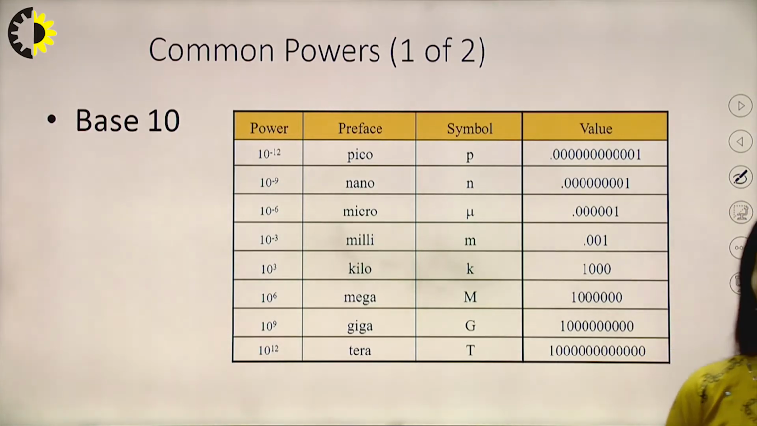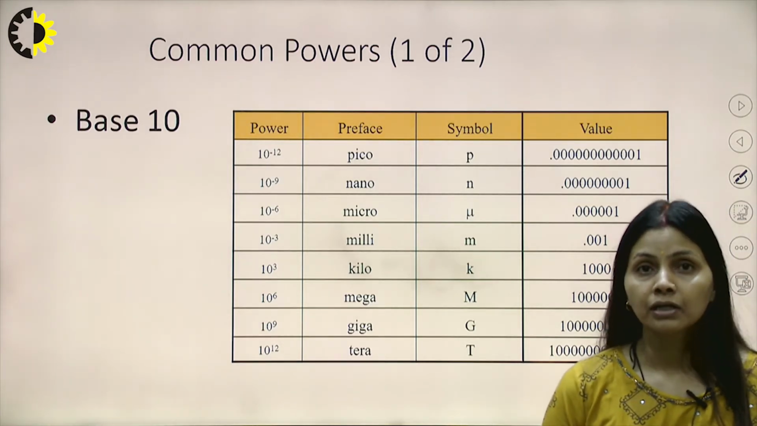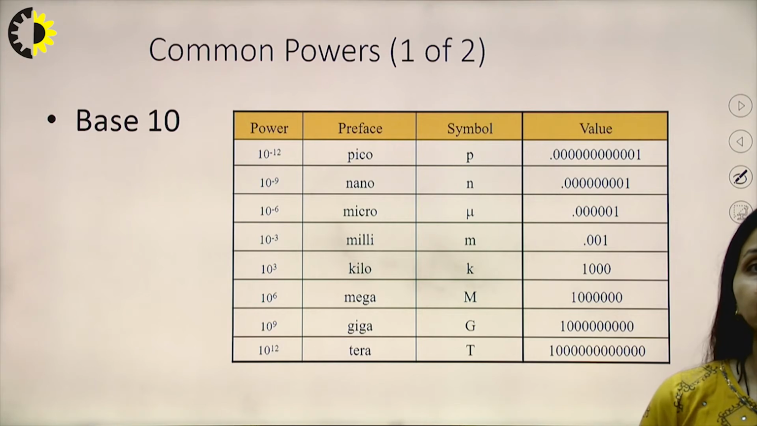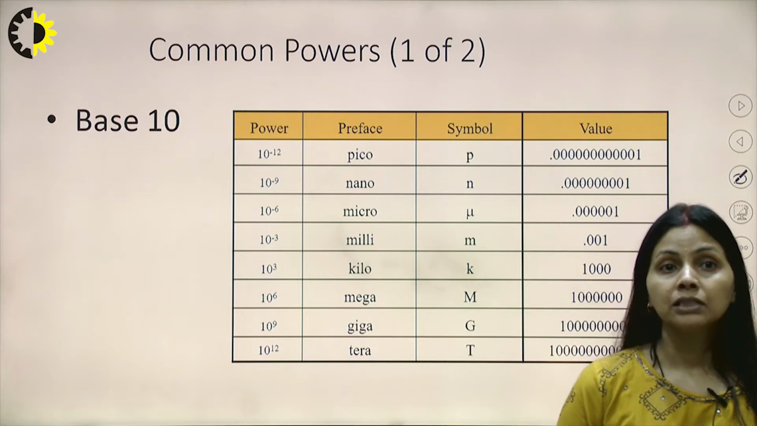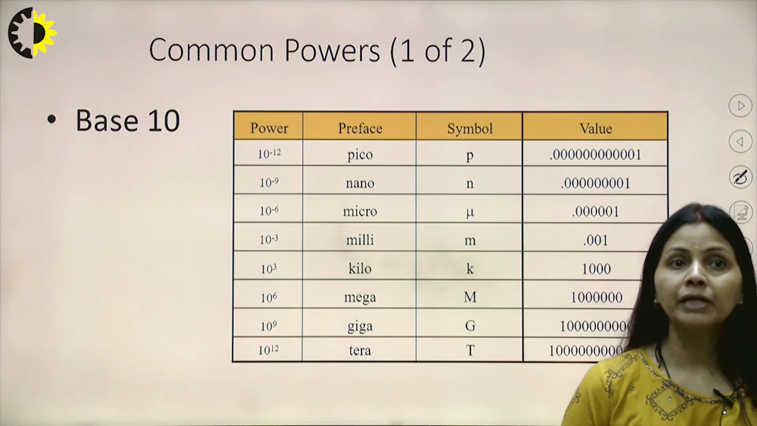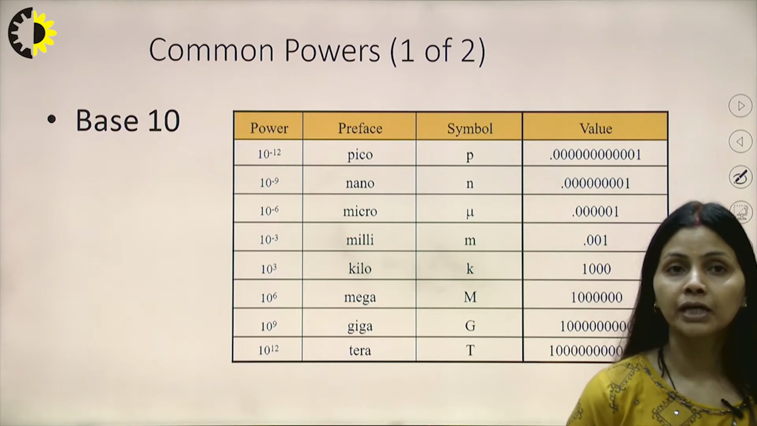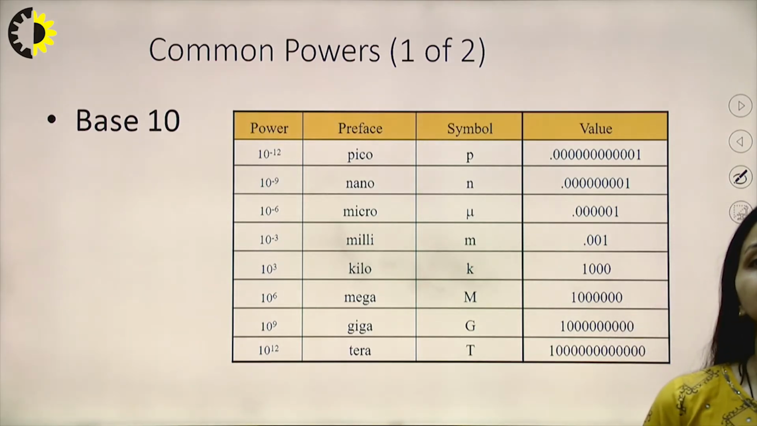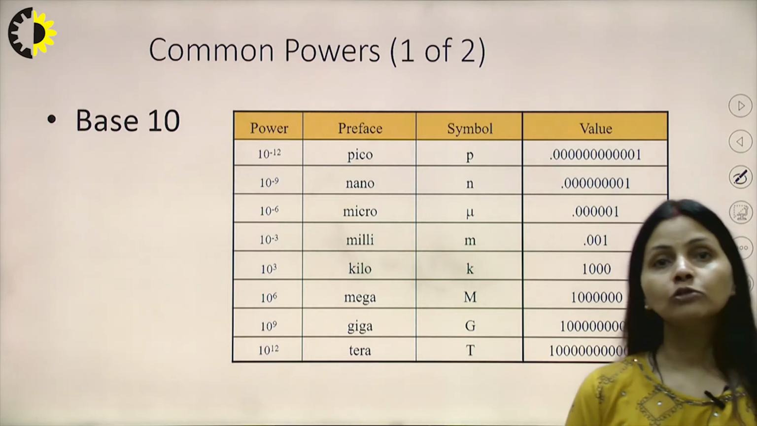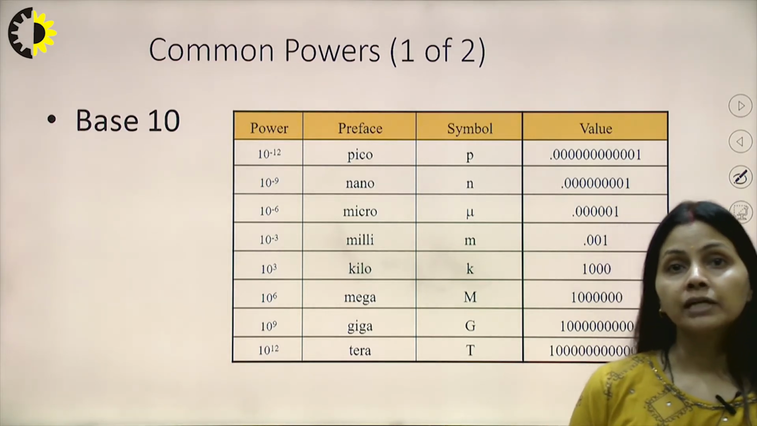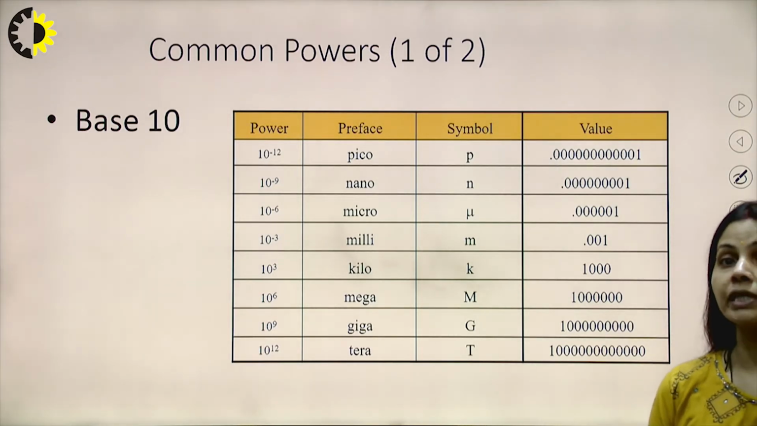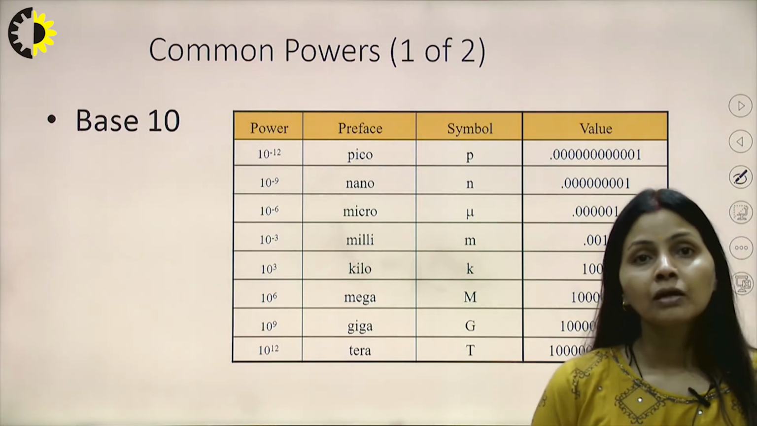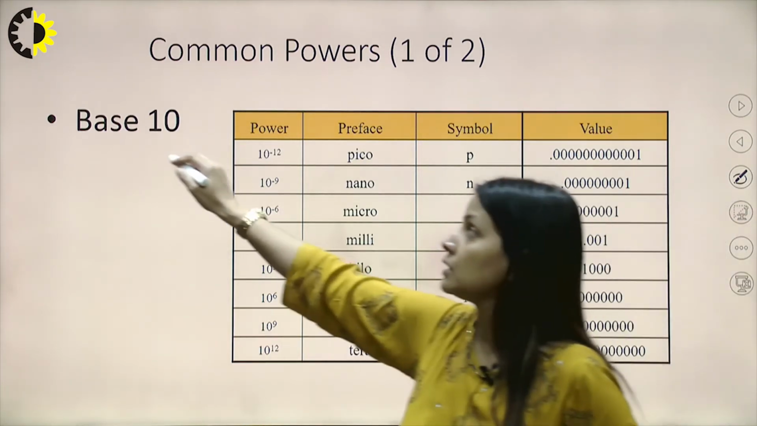Now there are some common powers. As we already know, if the base is 10, the powers are known as pico, nano, micro, milli, kilo, mega, giga, tera, with symbols p, n, mu, m, k, capital M, capital G, capital T respectively. The corresponding values are: pico is 10 raised to the power minus 12, nano is 10 raised to the power minus 9, micro is 10 raised to the power minus 6, and so on, as we all know. But this is for base 10.